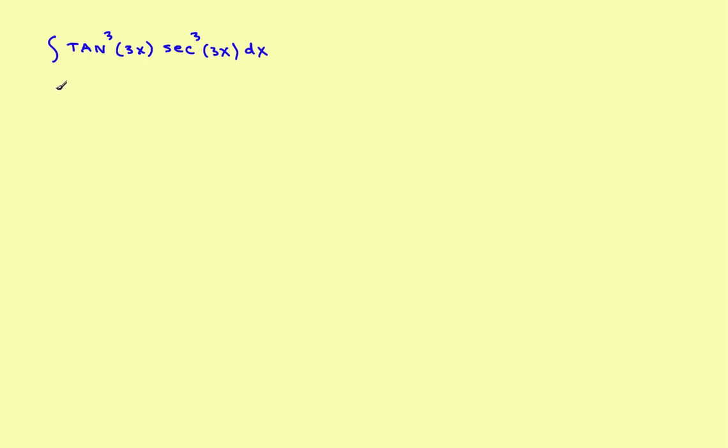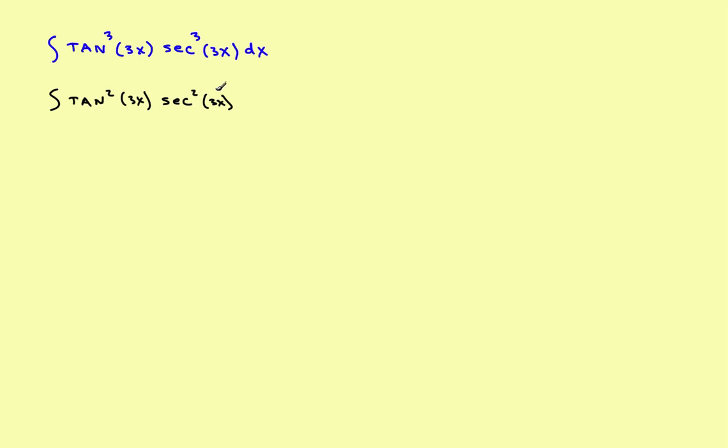We've got an integral of, now we've got 3 tangents. We're going to take one of them and move it over to the side, so it's going to have 2 tangents left over. So this is going to become a tangent squared of 3x. And we're going to do the same thing to the secant. We've got 3 secants, but we're going to take one of them and move it off to the side. So this will wind up being a secant squared of 3x.